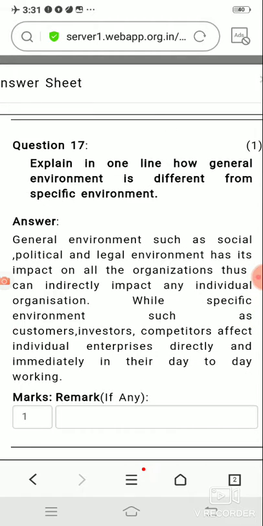Now next is: explain in one line how general involvement is different from specific involvement. You have to give one difference here between general involvement and specific involvement.